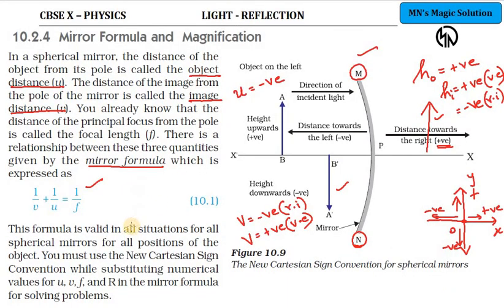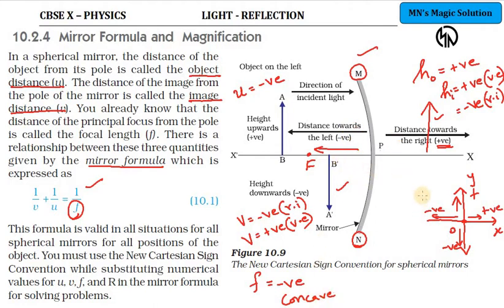So we have discussed the signs of u, v, hi, h0. Now let me discuss that for focal length. Focal length is the distance between the pole and the focus. In case of a concave mirror, the focus is in front of the mirror, and therefore towards the left you have to do the measurement. So since the focal length is measured towards the left, focal length will be negative for concave mirror.